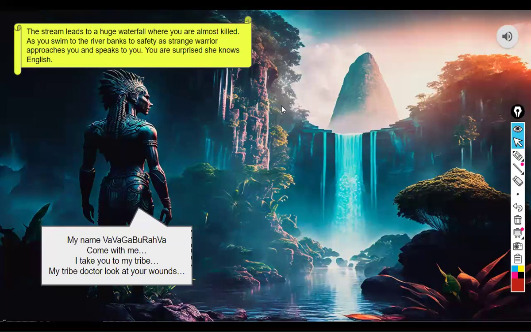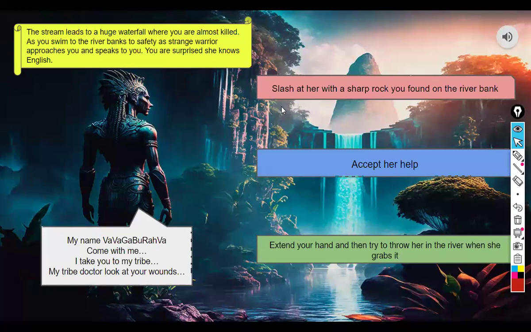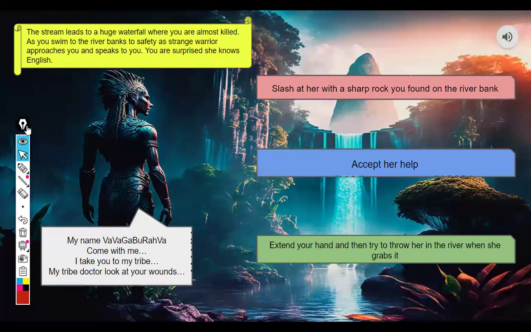So what do you plan to do? Red, blue, or green? You want to slash at her with a sharp rock that you found on the riverbank, accept her help, or extend your hand and then try to throw her in the river when she grabs it. What? You all are really trusting people. You're just gonna accept her help. Suppose she's lying to you.